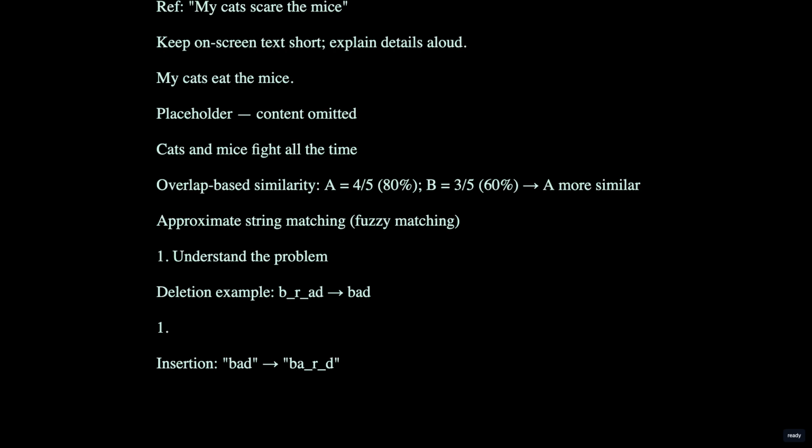Insertion means adding a character into a string. For example, inserting an underscore after the a in bad produces ba_d. The string is one character longer, and this models an added symbol in alignment or edit distance comparisons.